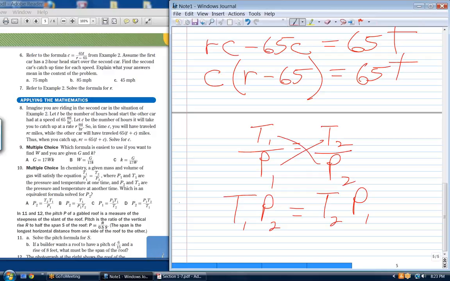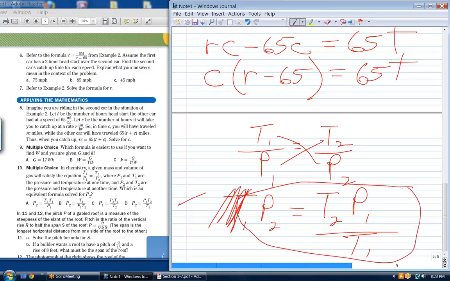Now solve this one for P sub 2. In this one we would just divide by T1 on both sides. That gives P sub 2 equals T sub 2 P sub 1 over T sub 1, which agrees with D. In other words, you can switch the order of these, obviously. The associative property holds. All right, awesome.